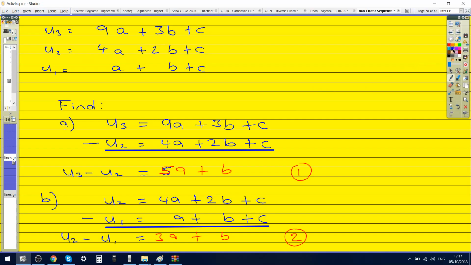And then the second difference would be those two take away each other. So what is 5a plus b take away 3a plus b? And what do you get? 2a. That's it. You just get 2a. And what that proves is that the second difference is always 2a. So 2a is the second difference, and so a is half of the second difference.